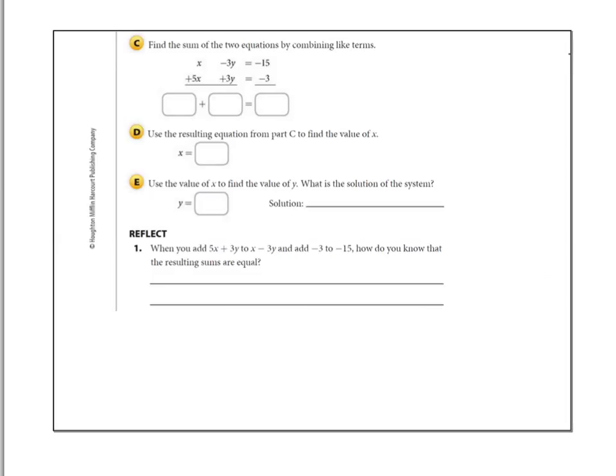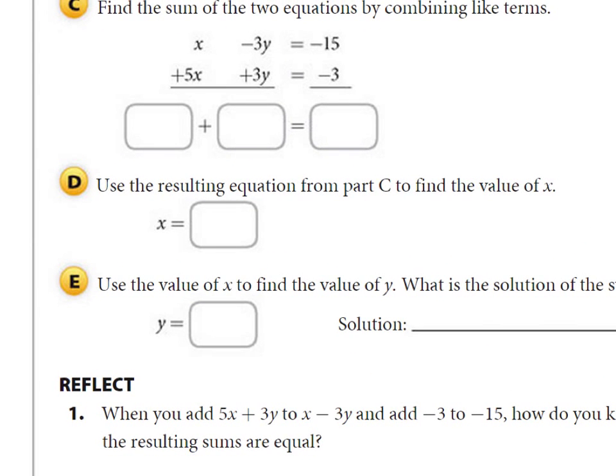Well, x plus 5x would have been 6x. The 3y's would have been 0. Please do not put 0y, just 0. And the negative 15 and negative 3 add up to negative 18. Well, really and truly, we could have just canceled this out. So we would have 6x equals negative 18, divided by 6, which means x would be negative 3.